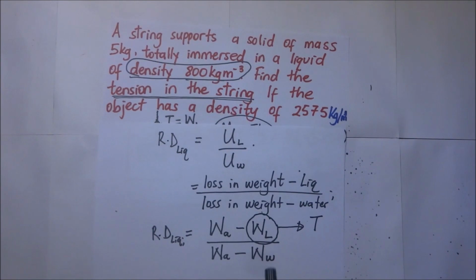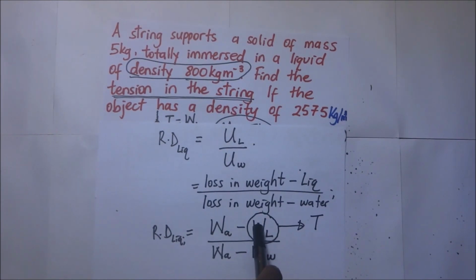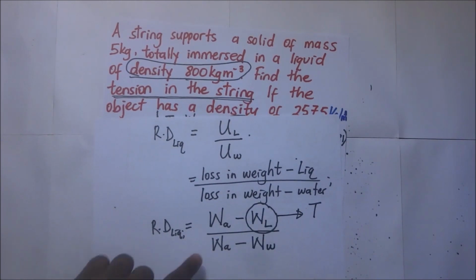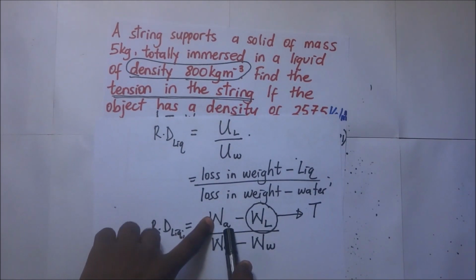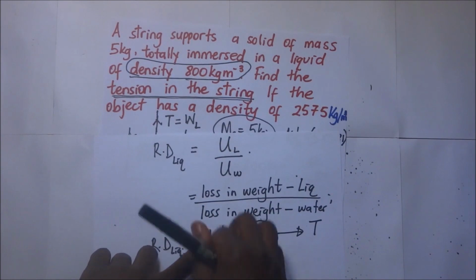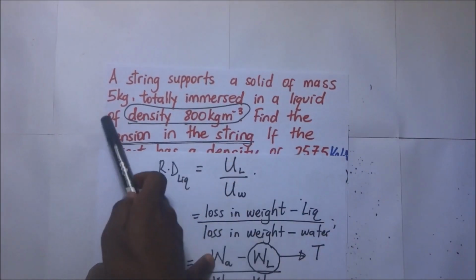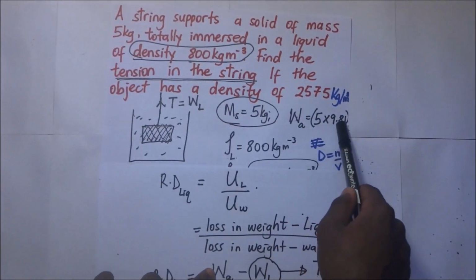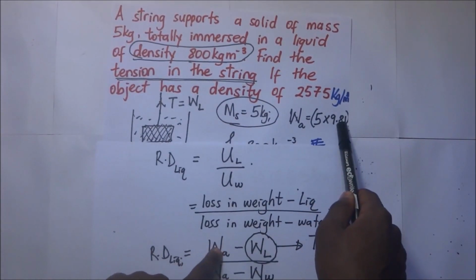So if we get this WL, the weight of the solid mass when it is in the liquid, that is equivalent to the tension. But now the question is, for us to be able to get this term, are we able to find the weight in air? Yes, we have the weight of the solid in air. We already have it actually here. The weight in air is 5 times 9.81. So we can get this term.